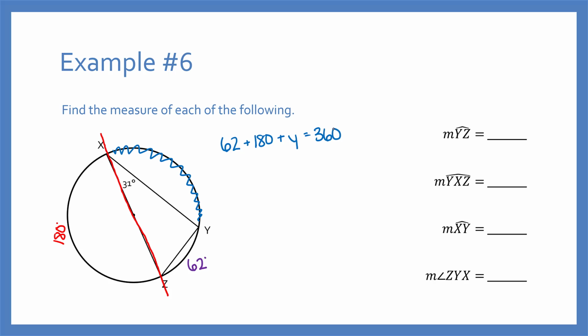If I take 62 and add it to 180 plus this unknown XY arc, that gives me a full circle of 360. There's 3 arcs that make up this whole circle, and I have them represented. 180 plus 62 is 242, plus y equals 360. Subtract 242, which means y equals 118. So I'm going to fill that in on my diagram. And then I'm also going to go ahead and find my angle measures.